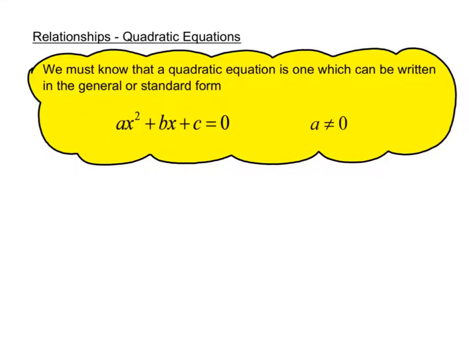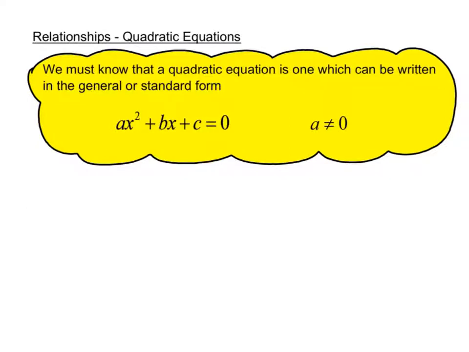Quadratic equations. We must know that a quadratic equation is one which can be written in the general or standard form ax squared plus bx plus c equals 0, where a is not equal to 0. If a was equal to 0, this x squared term wouldn't exist, and this would simply be a linear equation of the form bx plus c.